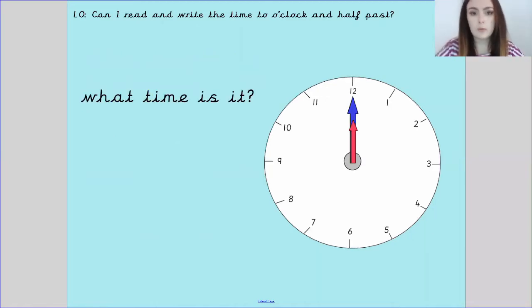Let's have a go with this one. Where is the long hand pointing and where is the short hand pointing? Pause the video and have a think. Well done. It's 12 o'clock. Our long hand is pointing to the 12, which means it's o'clock, and our short hand is also pointing to the 12, which means it is 12 o'clock.